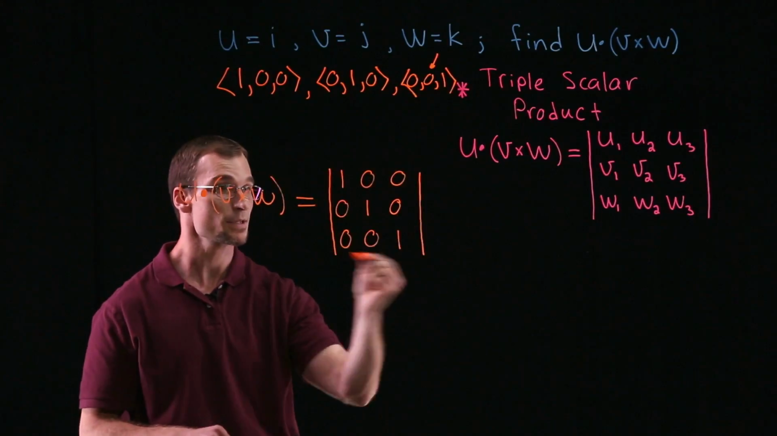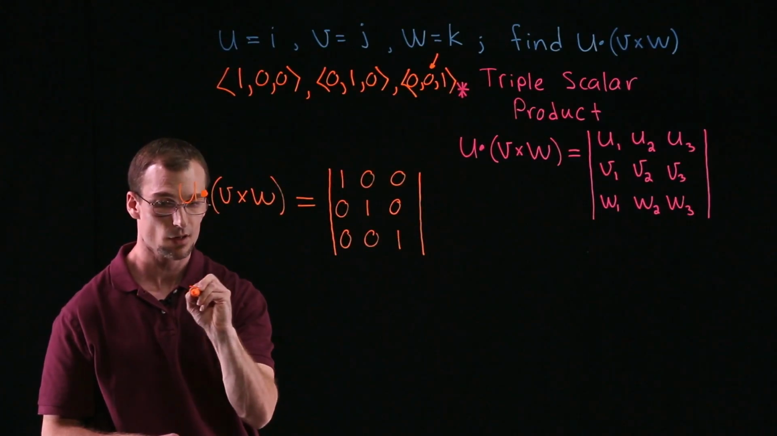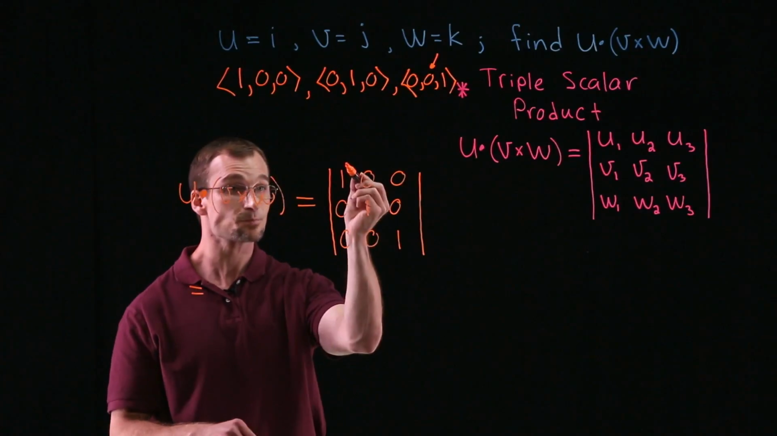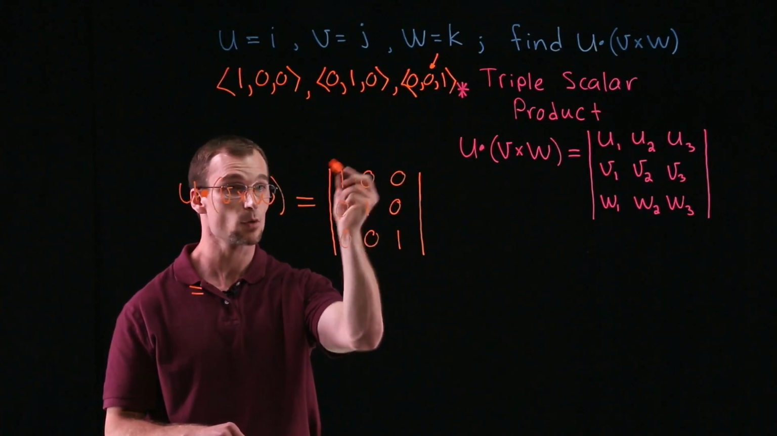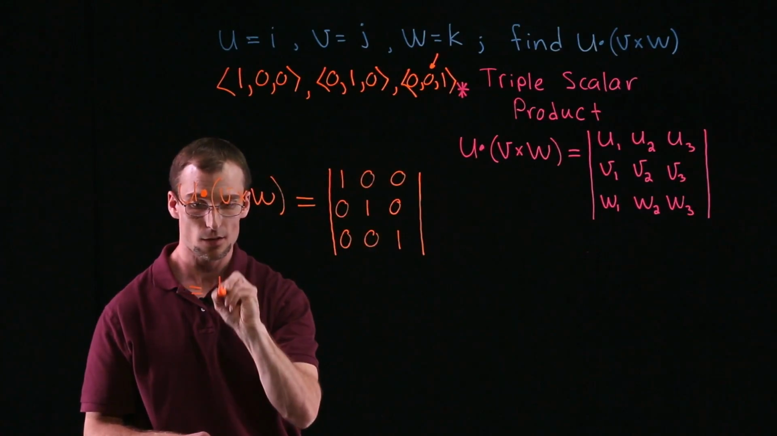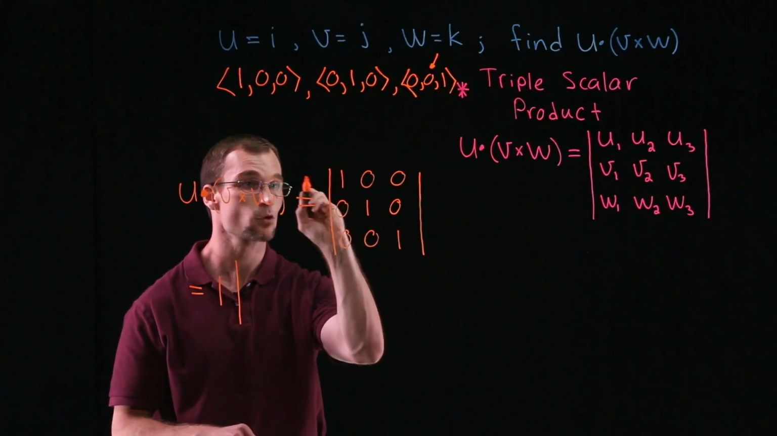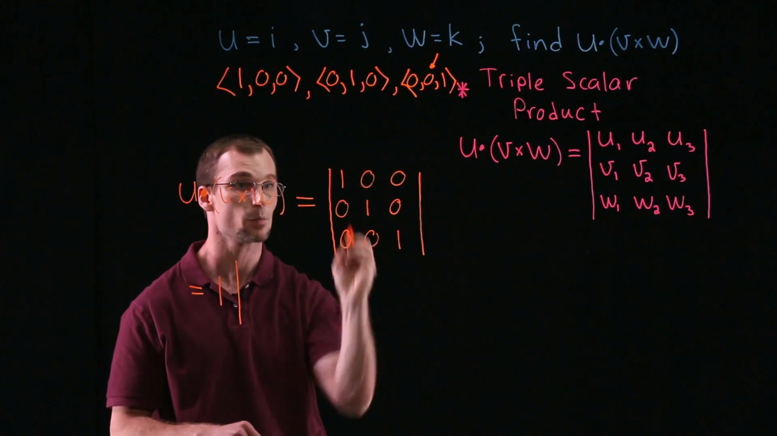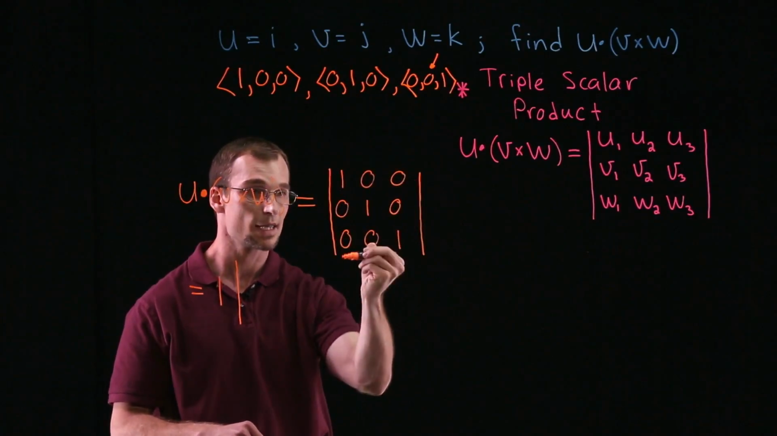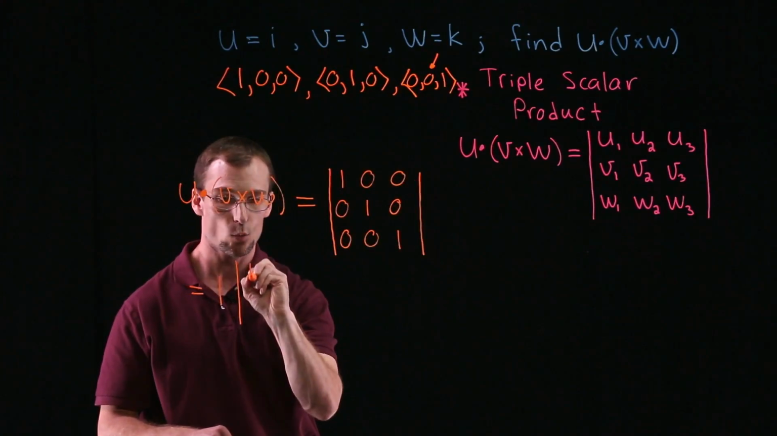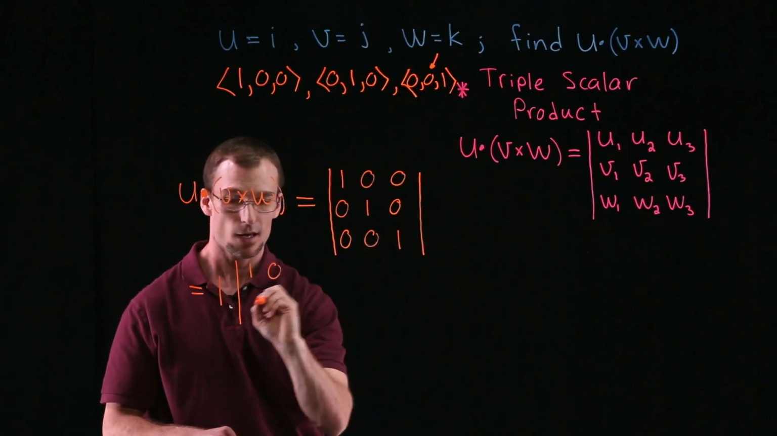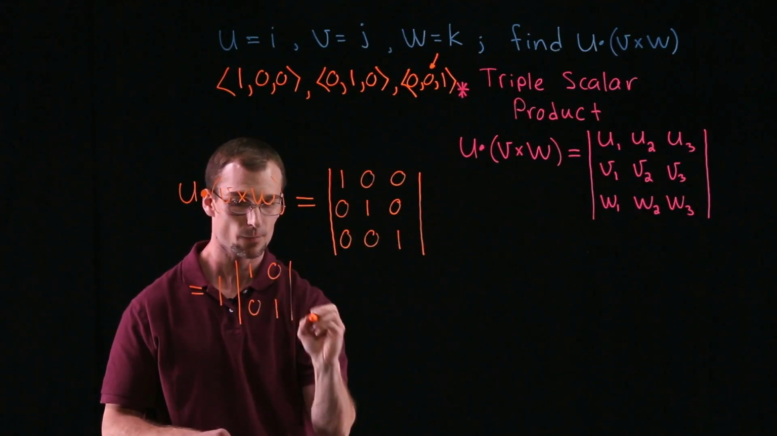Okay, so taking this determinant of a 3 by 3 matrix, we start with the first entry in the top row, this number 1, multiplied by the determinant of what's left after crossing out that row and that column. Crossing out the top row and first column, we have the entries 1, 0, and 0, 1.